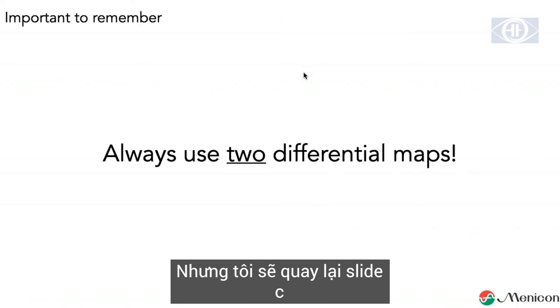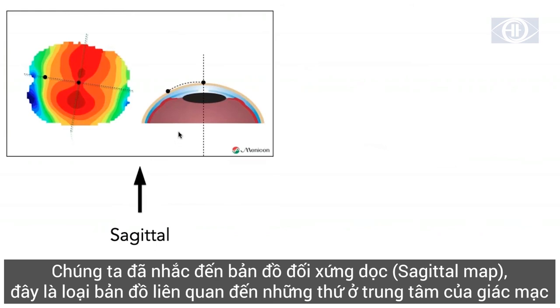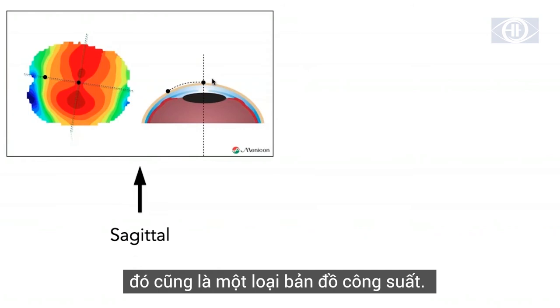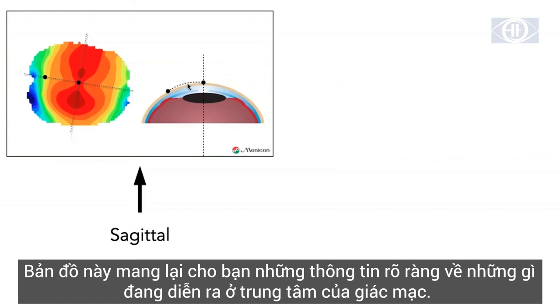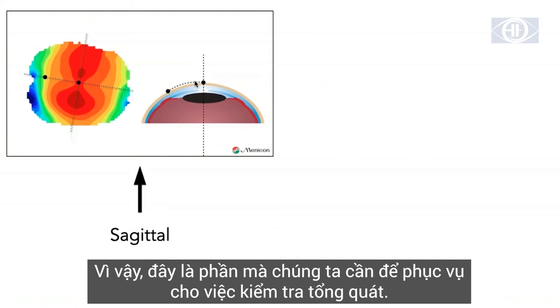Because we mentioned the sagittal map. The sagittal map relates everything to the center area of the cornea, which gives us this kind of power map, and gives us very clear information about what is happening in the center area of the cornea. So this is one part we need for our total examination of the Ortho K fit.